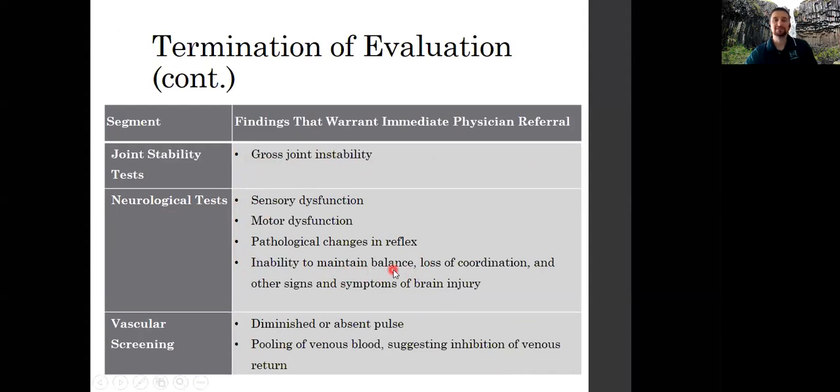Lack of balance, ataxia, right? So lack of balance and coordination is ataxia. And other symptoms of traumatic brain injury. And then vascular system, so obviously the capillaries, so it's going to be capillary refill, and then checking the distal pulses.